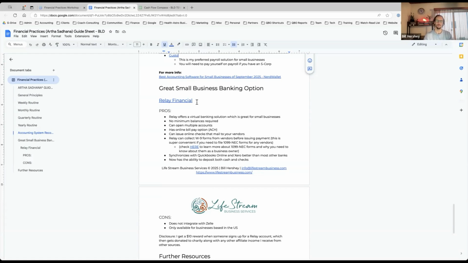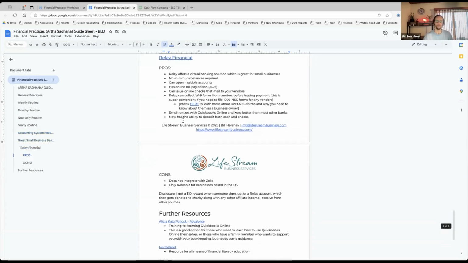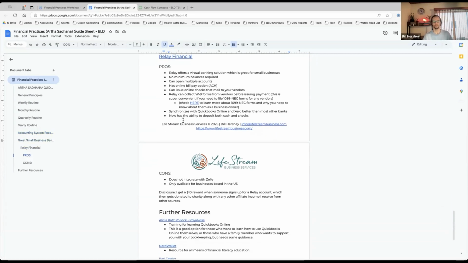And yeah, so Relay has come up in the world in the last few years. They've added more features. They have the ability to deposit both cash and checks. So even though they're a virtual banking solution, they partner with local ATM locations that allow you to make deposits for your account. Some cons, just to list them out: they don't integrate with Zelle.